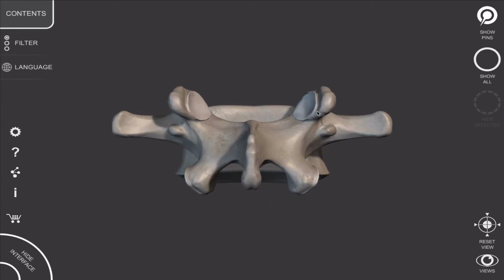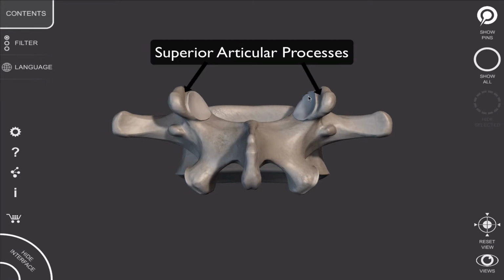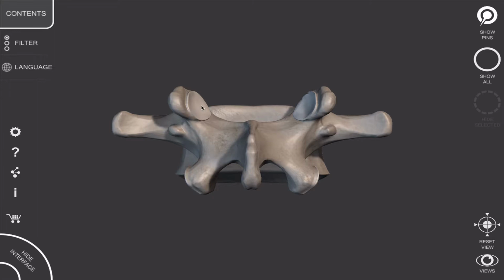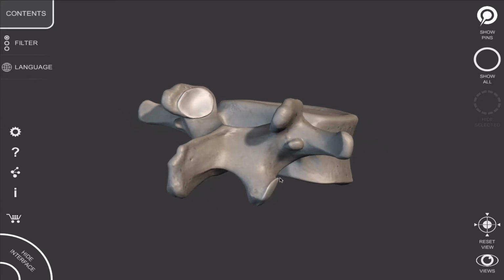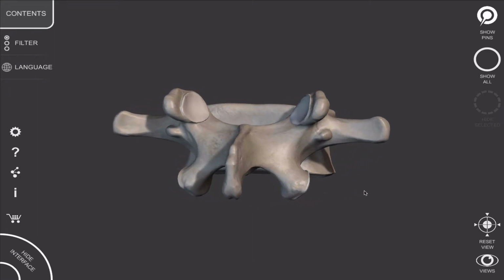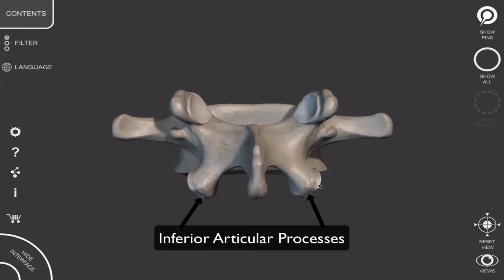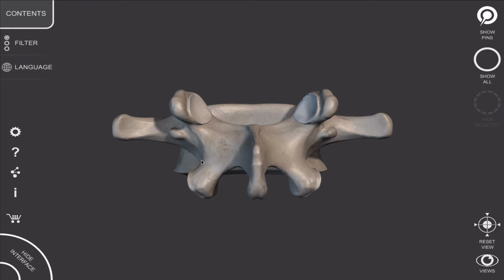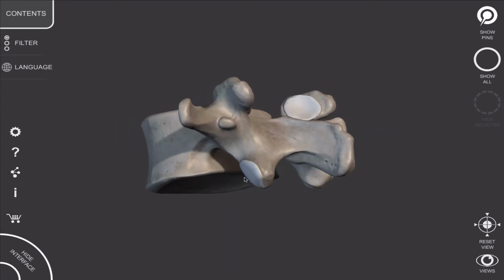So this would be the superior articular process on the right, the superior articular process on the left. The actual joint surface right there is called a facet, so this would be the superior facet on the right and the superior facet on the left. On the bottom side, or the inferior side, we have an inferior articular process, and the joint surface is the facet, the inferior articular facet. And this would be the inferior articular process on the left, and the joint surface is called the facet.